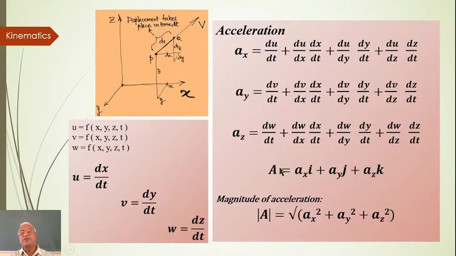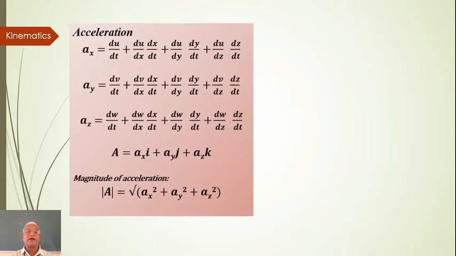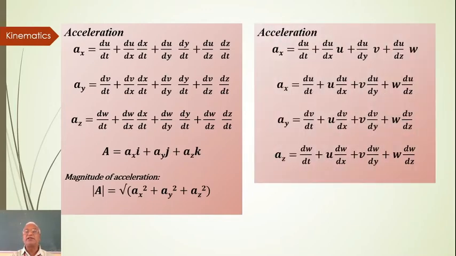The total acceleration is given by component in x direction and the direction vector, then component in y direction and direction vector, and component in z direction and direction vector. And if you want the magnitude of acceleration, it is square root of ax squared plus ay squared plus az squared. Here if you substitute dx by dt as u, dy by dt as v and dz by dt as w, you will get a slightly different form that you can just see.